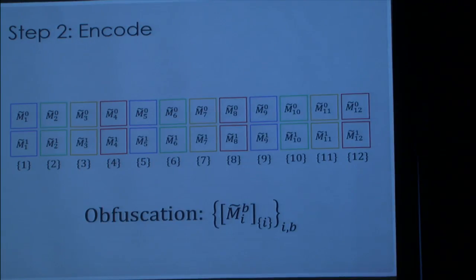OK, so this is the basic construction. It's oversimplified. In order to prove security, we're going to need to change this construction some more. But let's go ahead and start with the security proof, and we'll introduce changes as we go along.